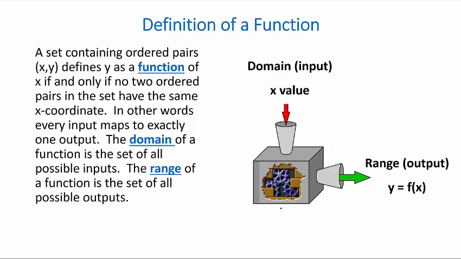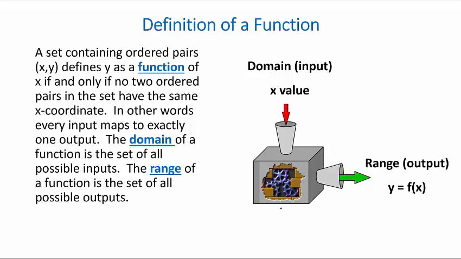In this video, we will formally define a function. A set containing ordered pairs (x, y) defines y as a function of x if and only if no two ordered pairs in the set have the same x coordinate. In other words, every input maps to exactly one output.